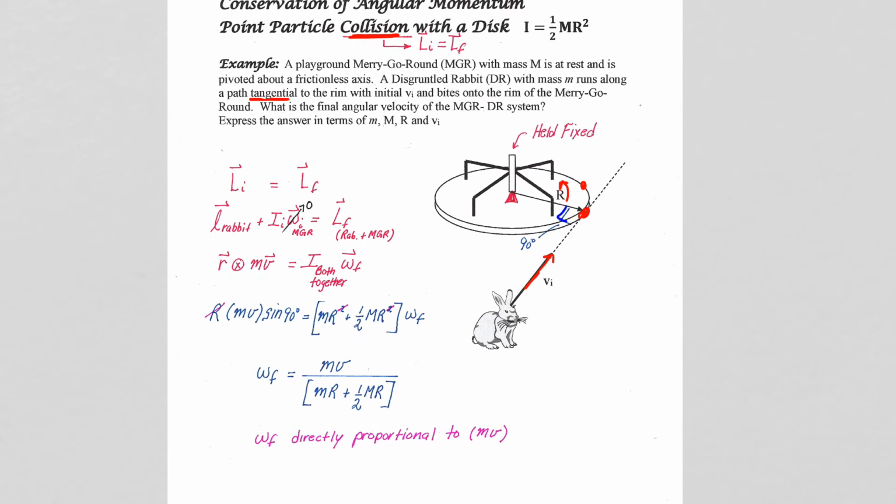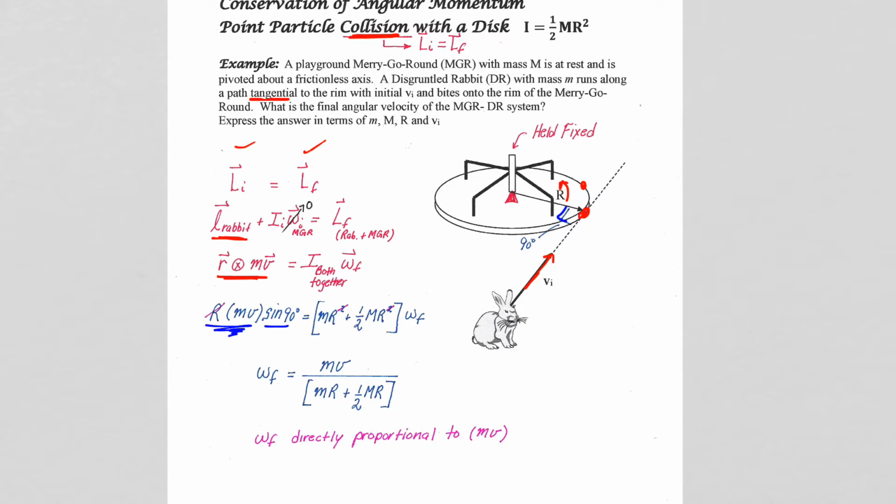We're going to look at the initial angular momentum of the system, set it equal to the final angular momentum of the system, and we'll have a nice equation to help answer those conceptual type questions about what the final angular velocity will look like. So initially, all the angular momentum is with the rabbit. The rabbit is a point particle, so that's r cross mv. Remember, you always use r cross p for point particles. Here we have 90 degrees, so we get rmv for the initial angular momentum of the rabbit.